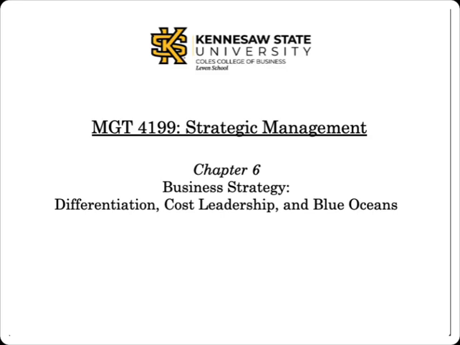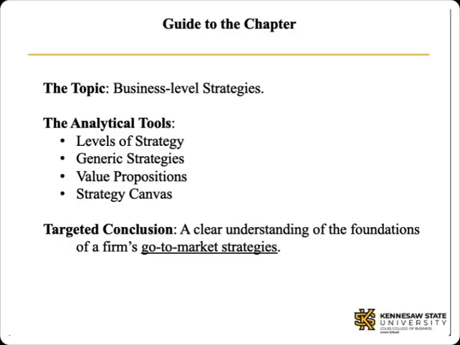This is the presentation for Chapter 6 in the Rothermel textbook on business strategies. In this presentation, I will briefly reiterate the distinctions between different levels of strategy and then cover generic strategic positions, value propositions, and the strategy canvas. Each of these concepts helps describe a firm's go-to-market initiatives and how it pursues success relative to competitors.